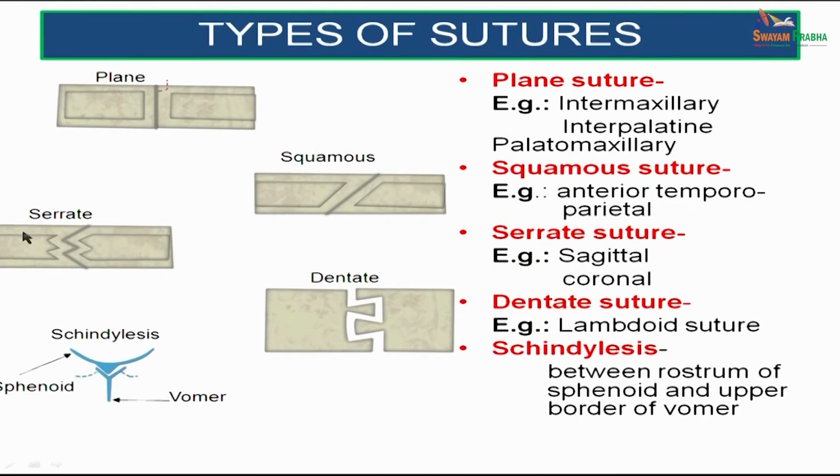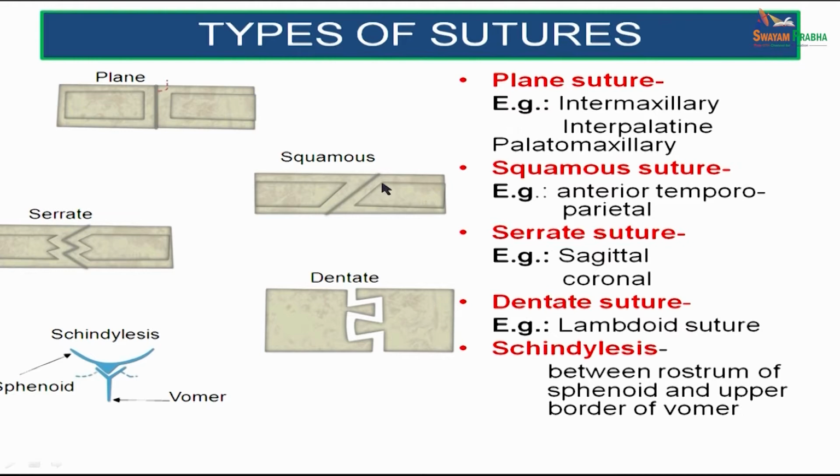There are various types of sutures: a plain suture, a squamous suture, serrate suture, a dentate suture and a Schindelicis. So, what is a plain suture? A plain suture is when the two bones are joined by a fibrous tissue and the surfaces of the two bones are almost vertical opposing each other. Examples are intermaxillary suture, interpalatine suture and palatomaxillary suture.